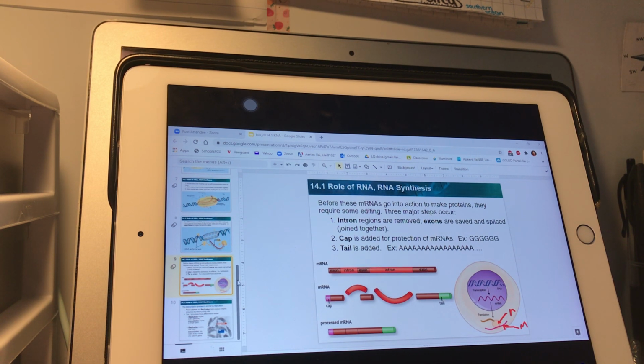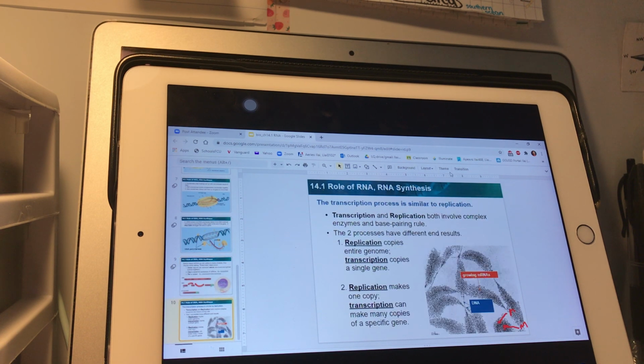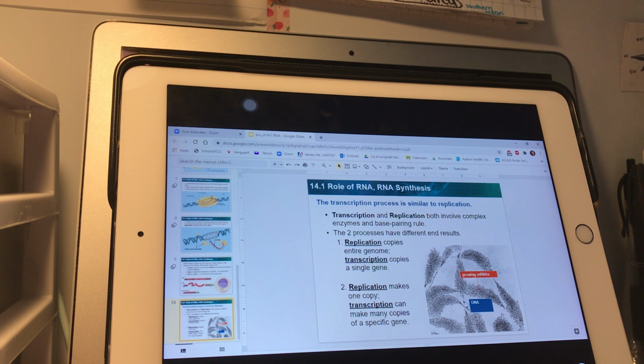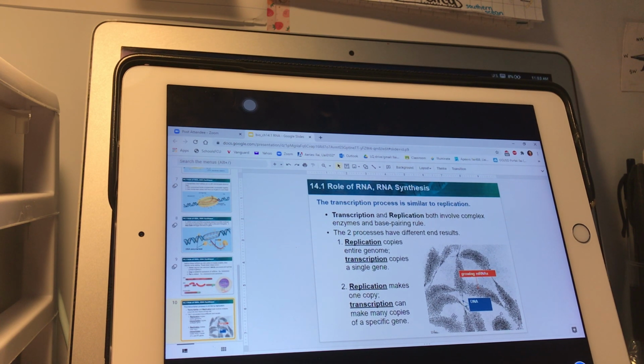Now, what does it look like under a microscope? DNA, guys. This is your DNA. Look at the activity. Look at how much messenger RNAs. Look at all the RNAs growing.